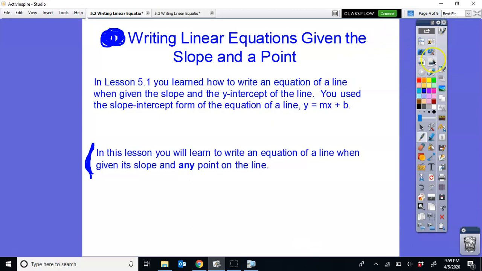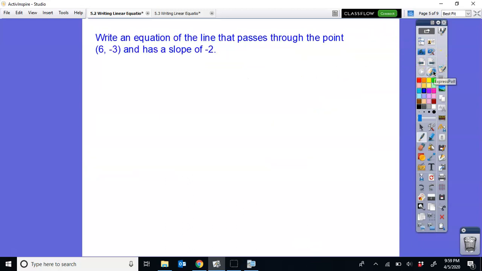So we're going to dive right in. We're going to take a look at an example here. You may want to pause it if you want to write down the question. We're going to write an equation of the line that passes through the point (6, -3) and has a slope of -2. So we have m because we have the slope. The slope is -2.